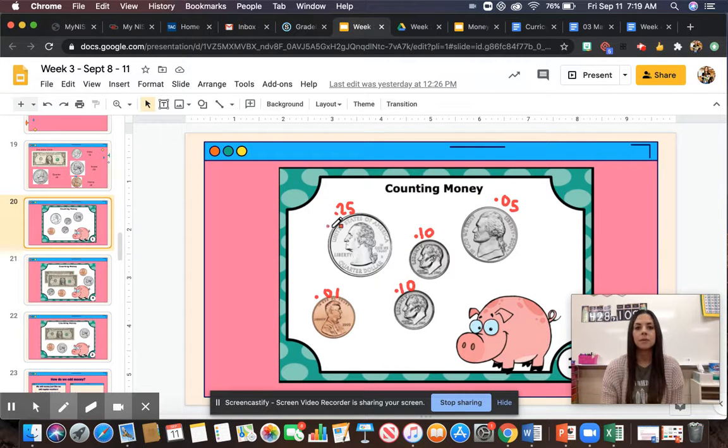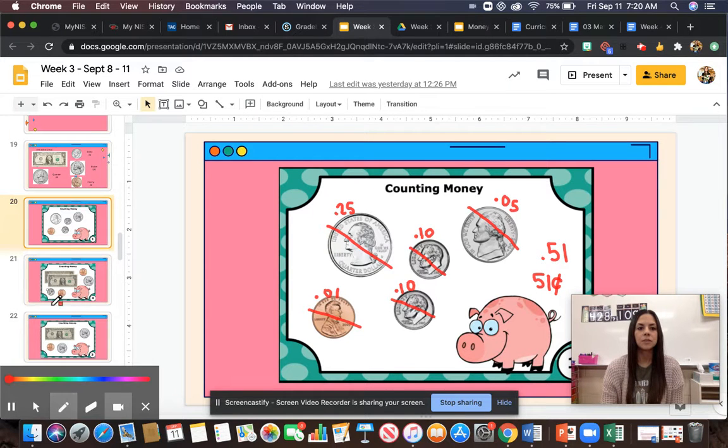All right, so here we go. 25. 25 plus 10 cents is 35. 35 plus 10 is 45. 45 plus 5 cents is 50 cents. And 50 plus 1 is 51. So the total amount of money on this card is 51 cents. You can also write it 51 and then the cent sign. 51 cents. All right, let's do another one.